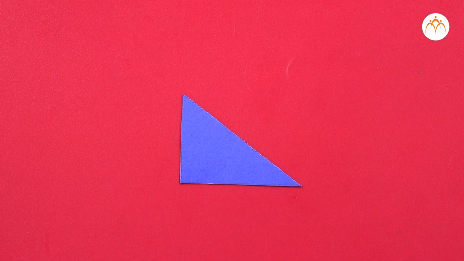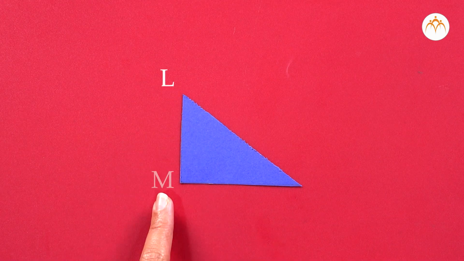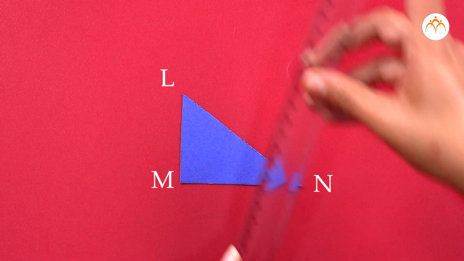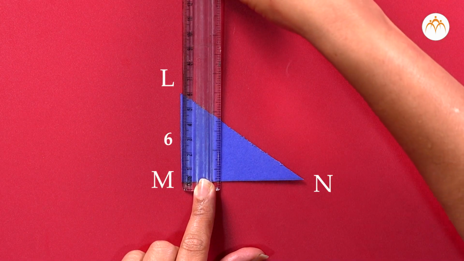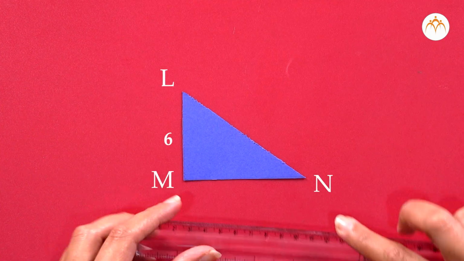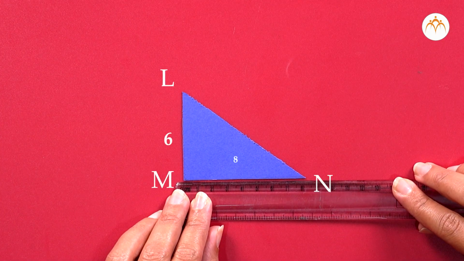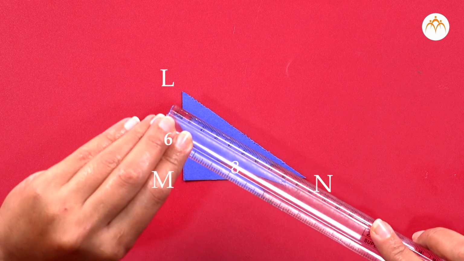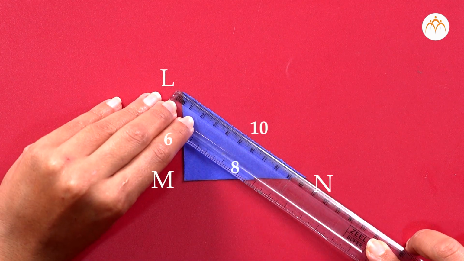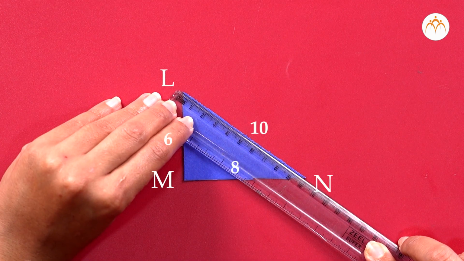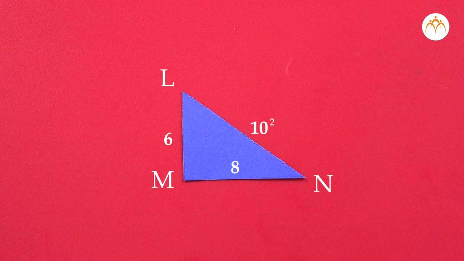Here, we have a triangle LMN where LM is equal to 6 centimeters, MN is equal to 8 centimeters and LN is equal to 10 centimeters. 10 square is equal to 100, 6 square is equal to 36, 8 square is equal to 64. 36 plus 64 is equal to 100, which is equal to 10 square.